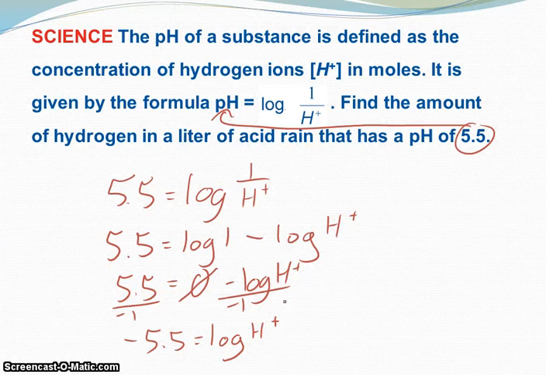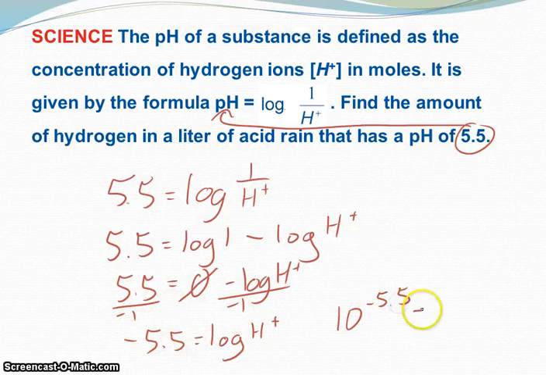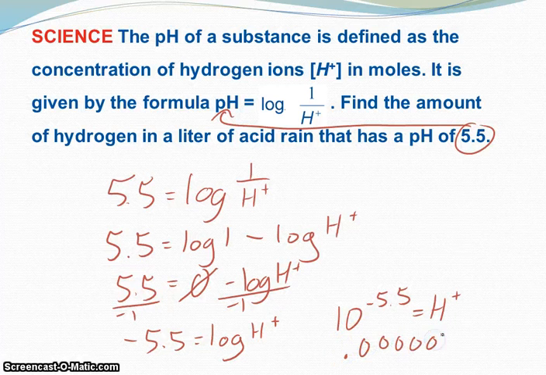Now, it'd be nice to actually have an answer. So at this point, since we feel a little bit stuck, let's rewrite it and see what we get. So remember, if there's nothing here, it's understood 10. So 10 to my exponent equals my hydrogen ions. And that is approximately 0.000032.